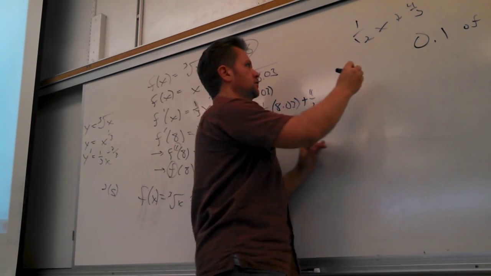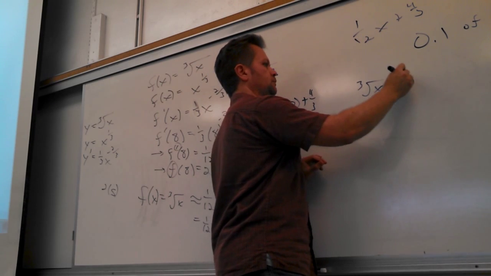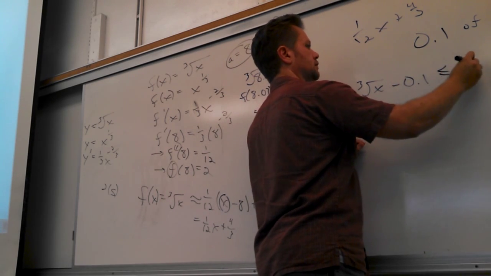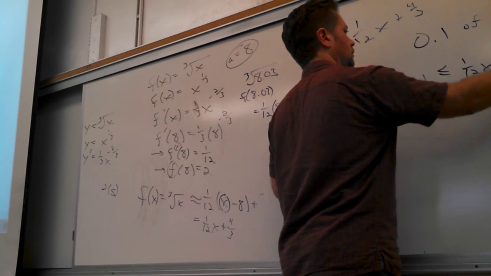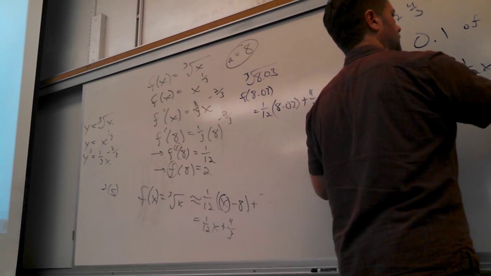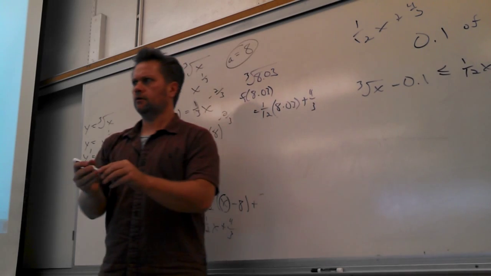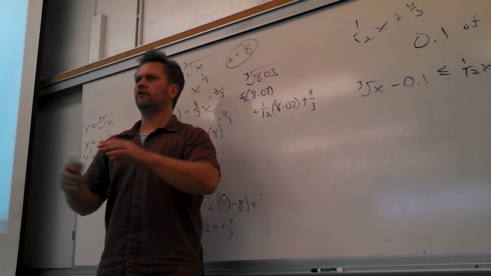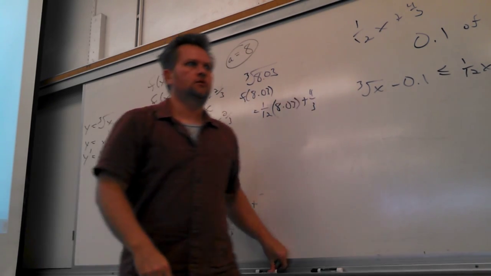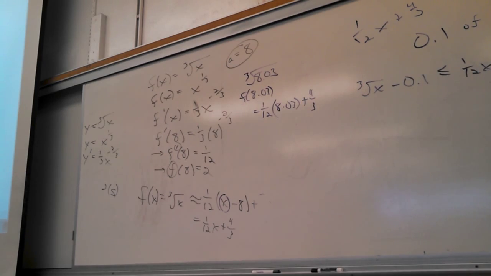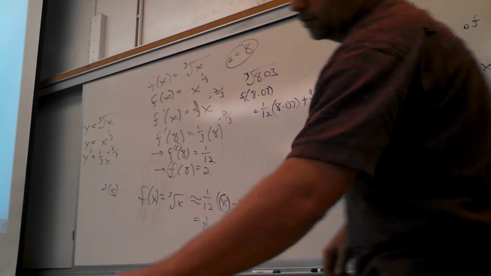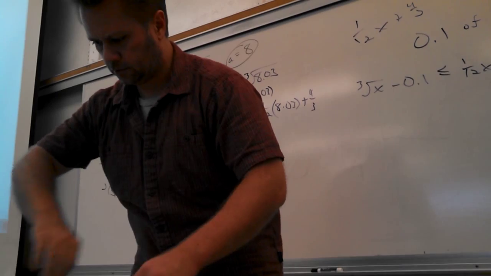let's stay with this. It's kind of interesting. That means the cube root of x minus 0.1 is less than or equal to this. It's less than or equal to the cube root of x plus 0.1. Is that cool? That's within 0.1 of my approximation, right?